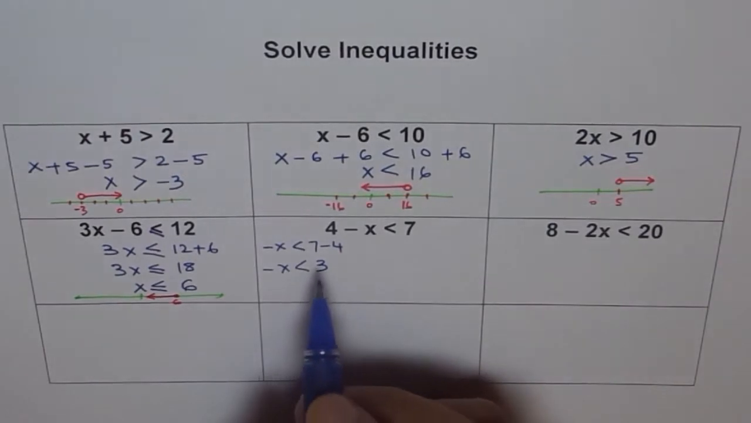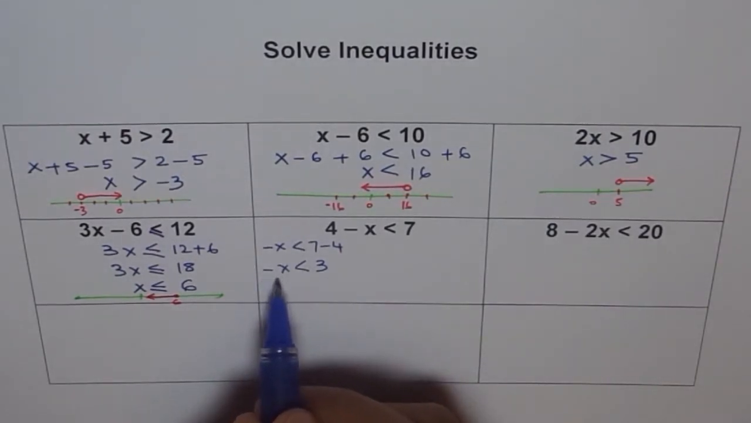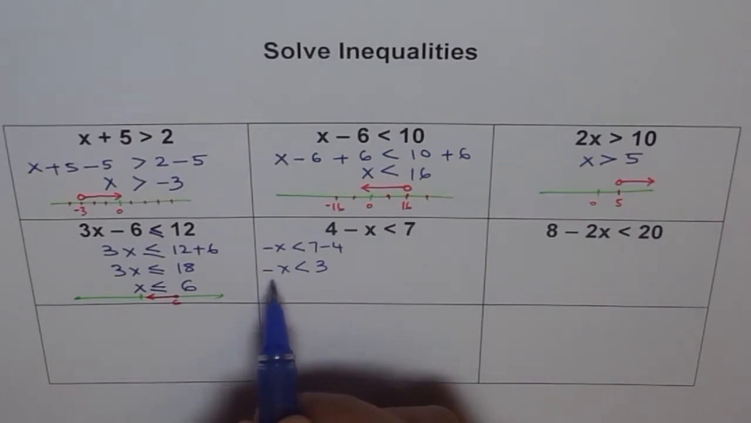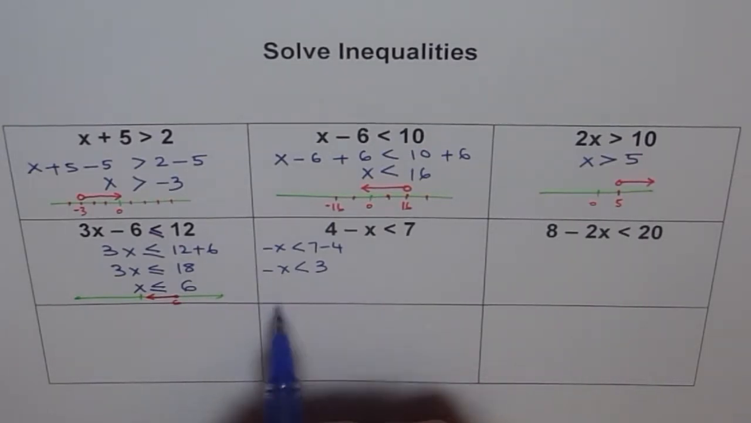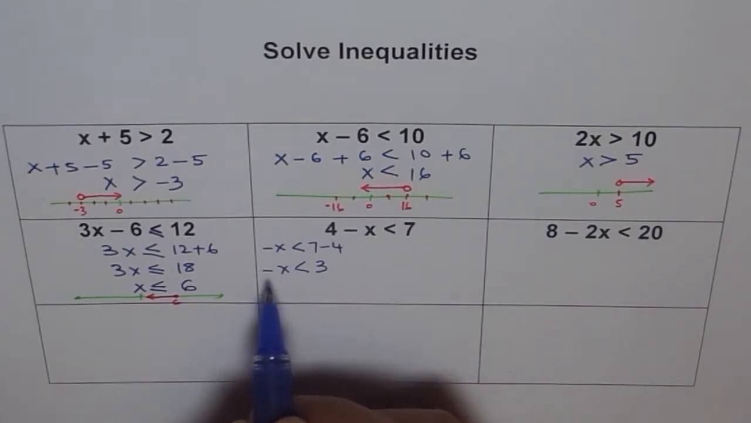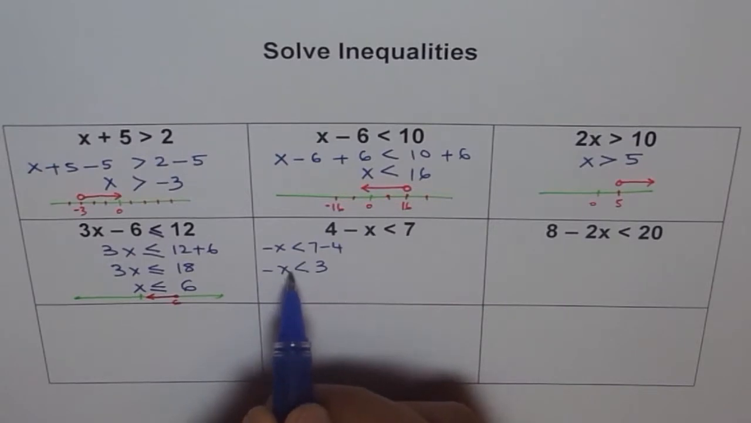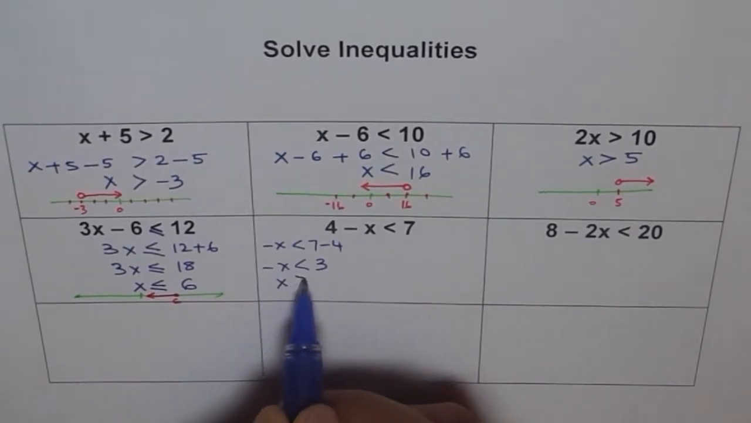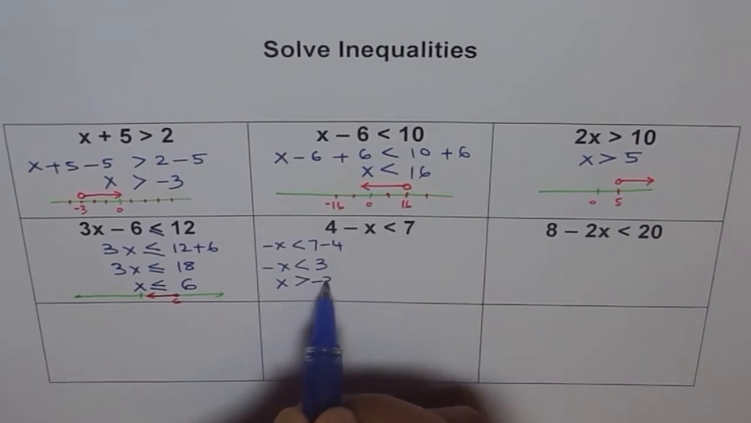Correct? Now, when you have minus x, you have to get rid of the minus. How will you get rid of the minus? Multiply by minus 1 on both sides. When we do that, it becomes x, and this becomes minus 3. But when we multiply or divide by minus 1, the inequality also changes. It becomes x greater than minus 3.